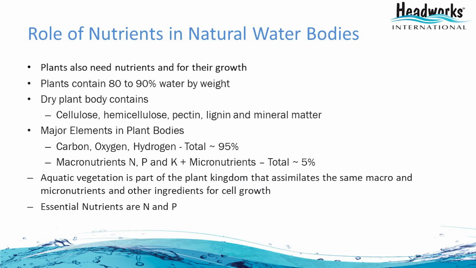Nutrients are required for any living cell. It's not just the microorganisms or bacteria. For any living being, nutrients are necessary for the growth of the cells. Even our human body cells and the plant cells all need nutrients. For example, plants contain about 80 to 90% water. The rest of the mass, the dry parts of the cell, consists of cellulose, hemicellulose, pectin, lignin, and mineral matters. The elements that make up the cells are carbon, oxygen, and hydrogen, which is 95%. Then macronutrients: nitrogen, phosphorus, and potassium. And then micronutrients, a total of about 5% of the constituents, which is 100% of the cells.